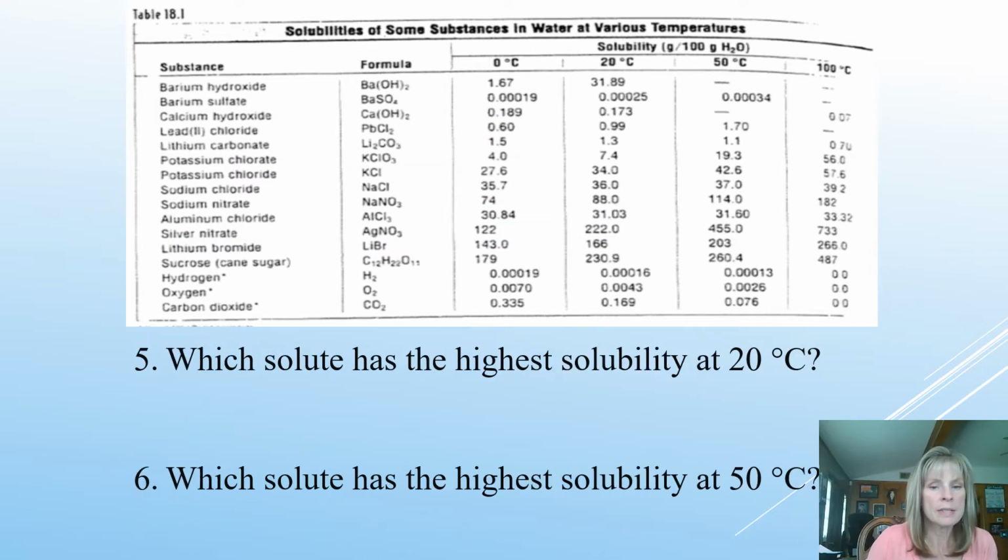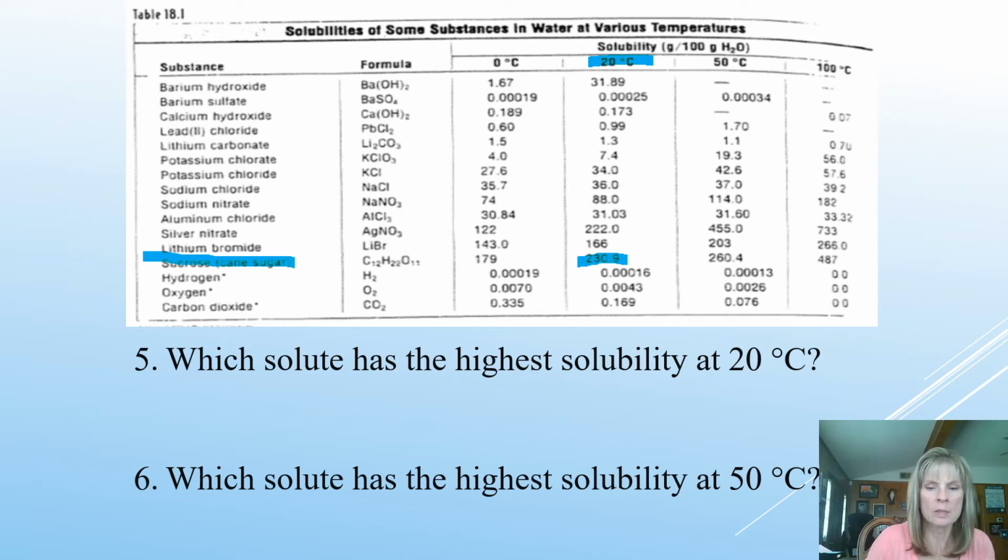Which solute has the highest solubility at 20 degrees? Well, let's see. Here's 20 degrees right there. Which one of these has the highest solubility? Yeah, it looks like right there. So what is that? Sugar. Sugar has the highest solubility at 20 degrees.